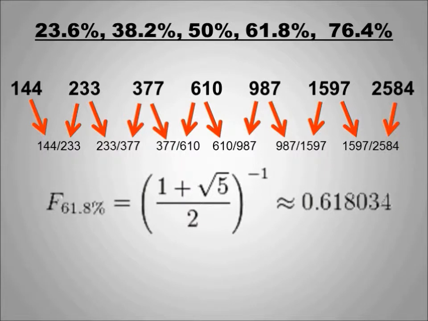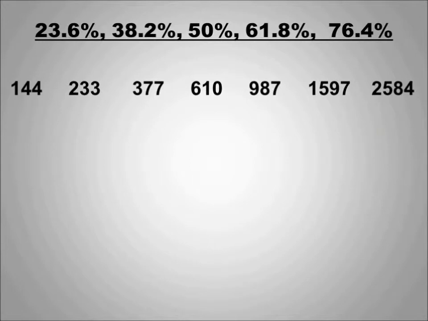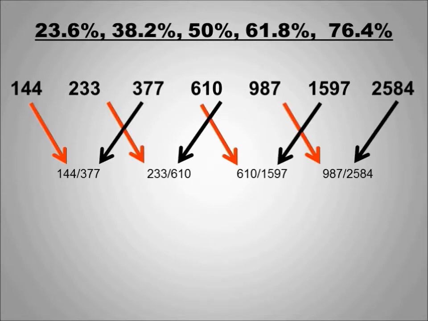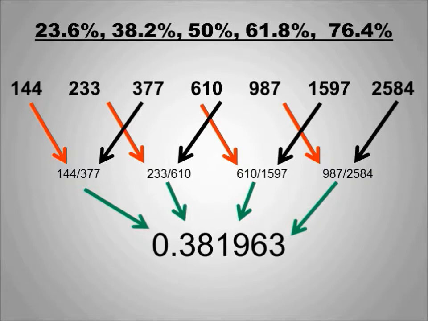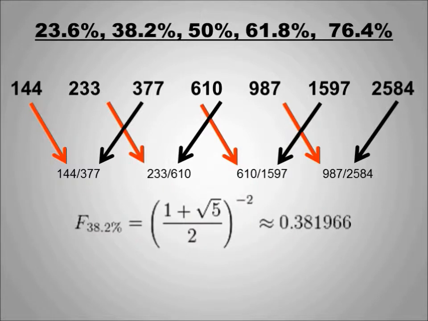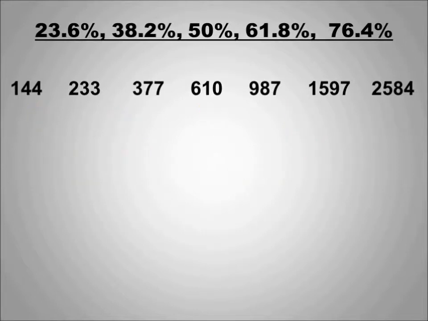So, what happens when we divide every other number? 144 divided by 377, we get 0.381 or 38.2%. And again, here's the formula. So you can see the Fibonacci retracements are related to the discoveries made by Fibonacci, the great Italian mathematician.